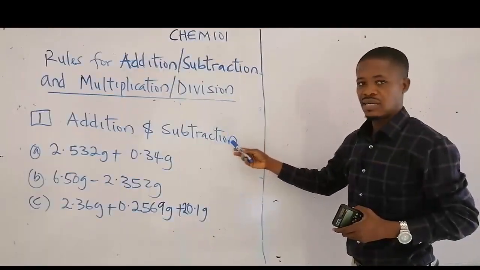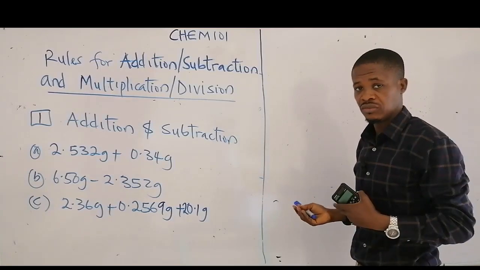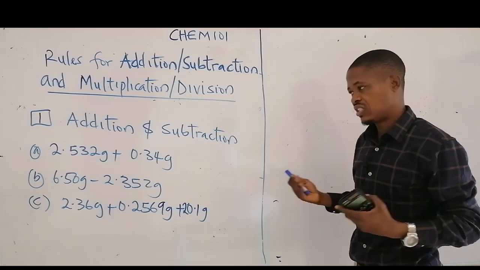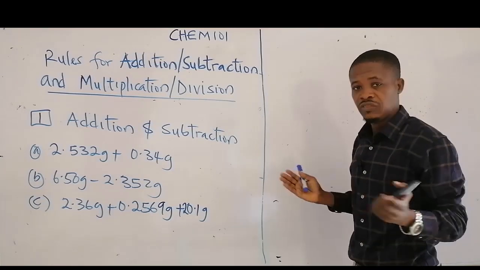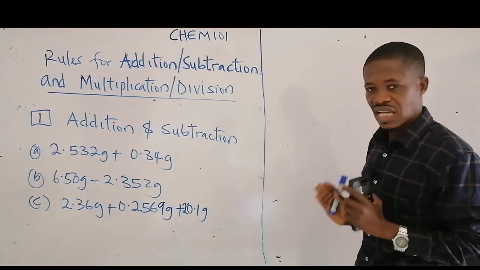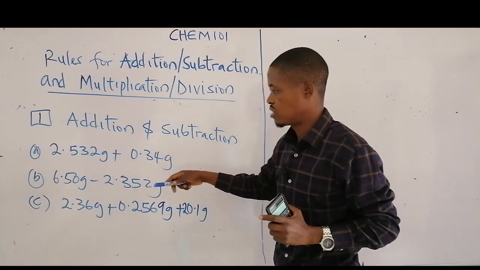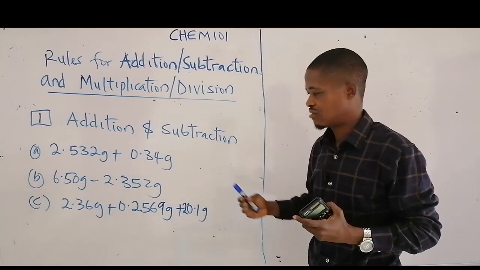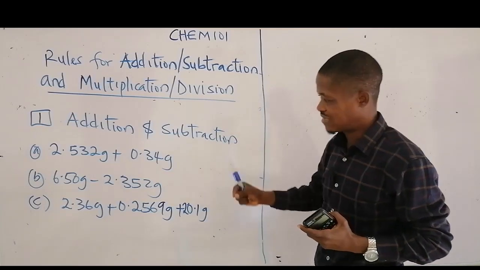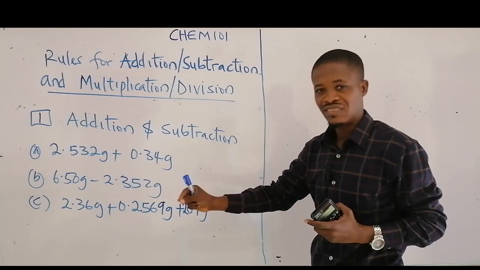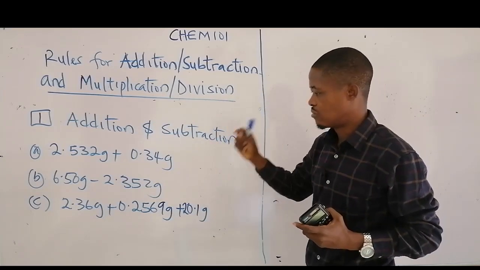Okay, we are looking at additions and subtraction under significant figure. So what is the rule for additions or subtraction? The rule is very simple. You are going to check your question and see what is the lowest decimal places here. So your answer in a nutshell will take the form of the lowest number of decimal places.